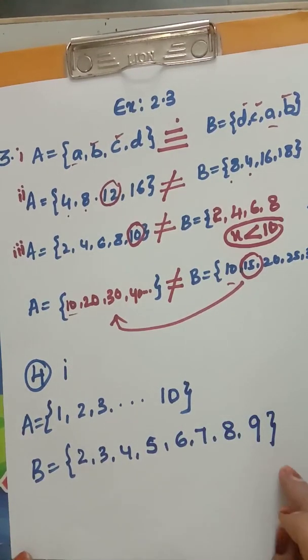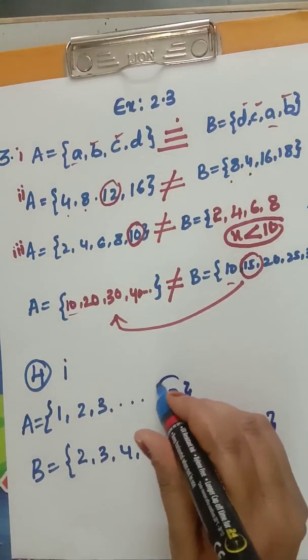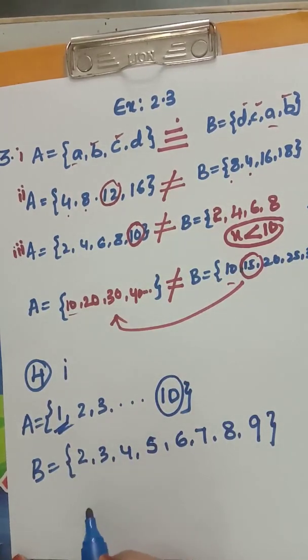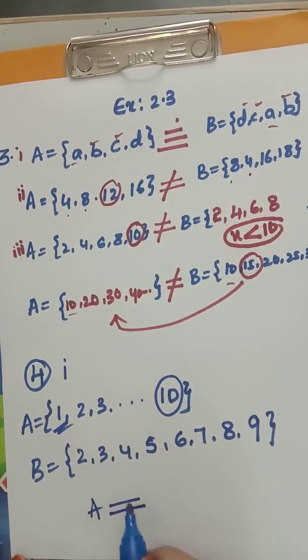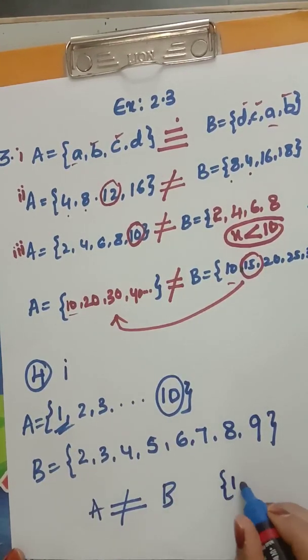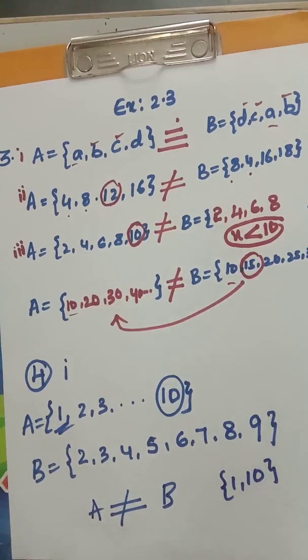Why am I not writing 10? Because x is less than 10. So what do you notice? Here 10 is there, here 10 is not there; here 1 is there, here 1 is not there. So this is the reason that A is not equal to B. Elements 1 and 10 are not there, therefore A is not equal to B.